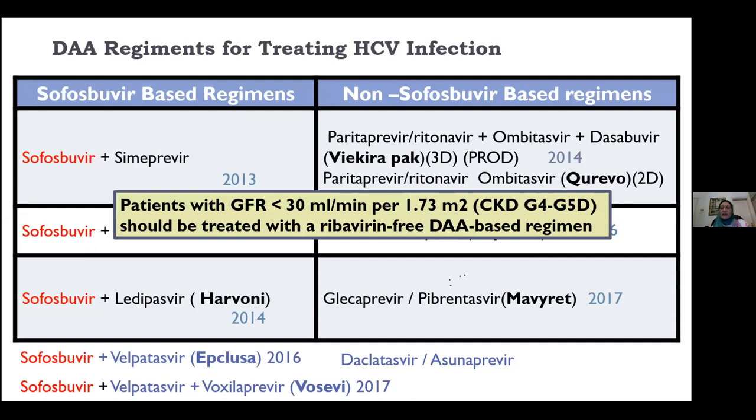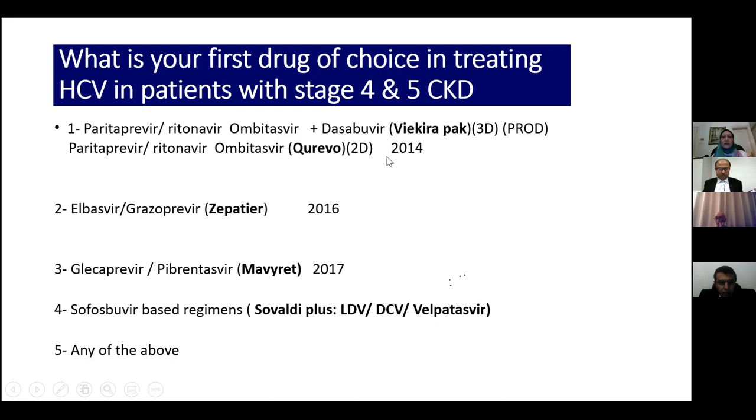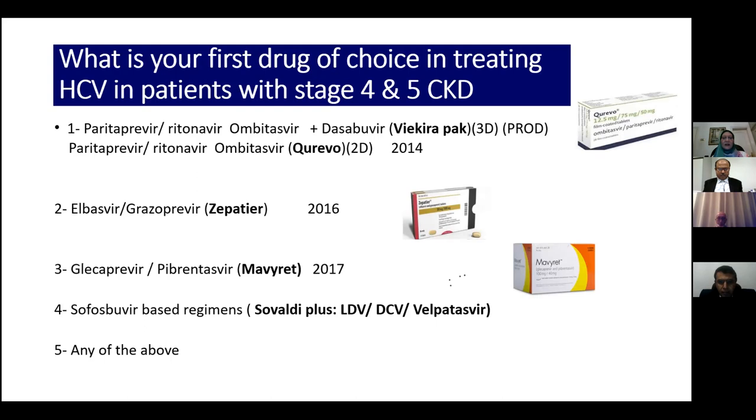So let me ask you this question now. Now let's move to the group of patients with stage 4 and 5, that's to say a GFR less than 30. What is your first drug of choice in treating HCV in patients with stage 4 and 5 CKD? Is it going to be the 3D or the 2D? Or is it going to be the Zepatier? Or is it going to be the pangenotypic Mavyret? Or is it going to be the sofosbuvir-based regimens with ledipasvir, daclatasvir, or velpatasvir? Or is it going to be any of the above?